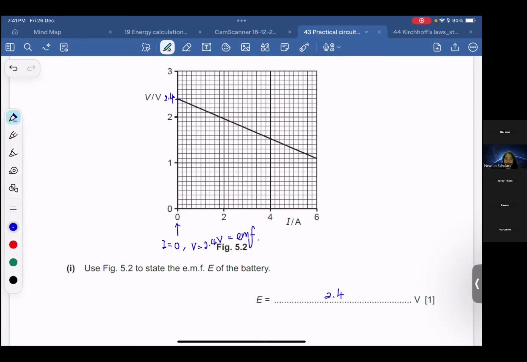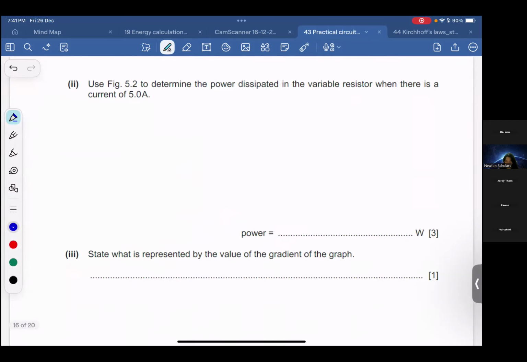Why do I know this is EMF? When no current is flowing, so this is an open circuit. Okay, open circuit. Next, using Figure 5.2, determine the power dissipated in the variable resistor.